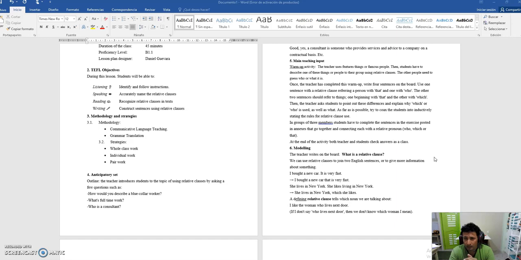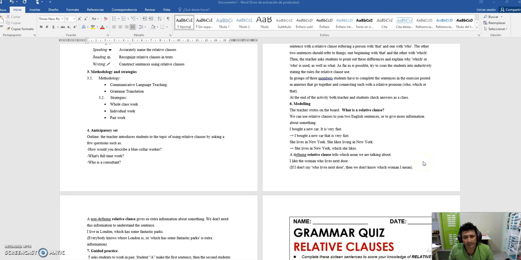And now I will work with groups of 3 students. In a group of 3 members, the students have to complete the sentences in their exercises, matching the ones that go together and connecting them with a relative pronoun: who, which, or that. At the end of the activity, the teacher and the students will check all the answers as a class.